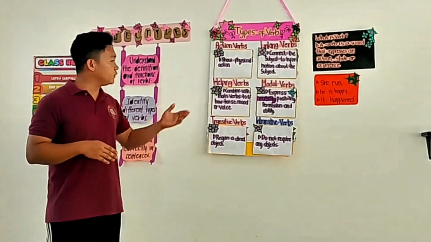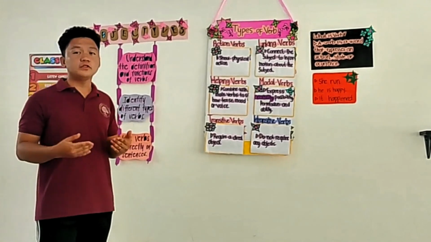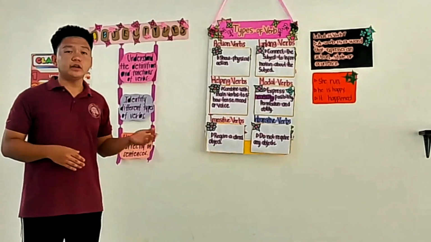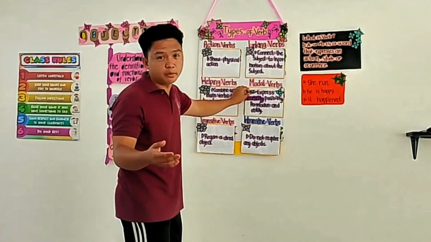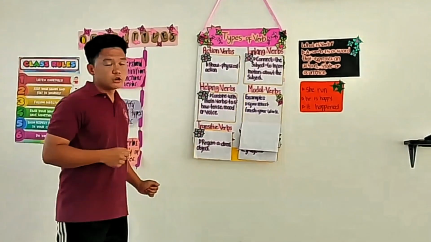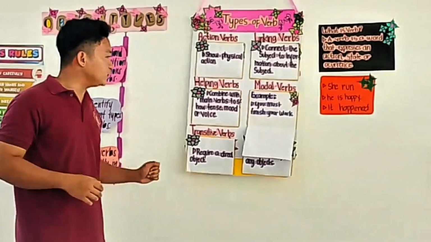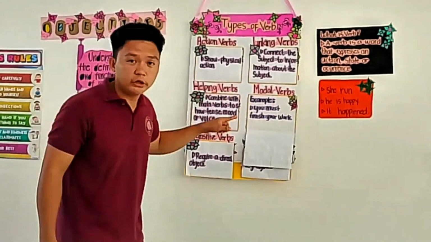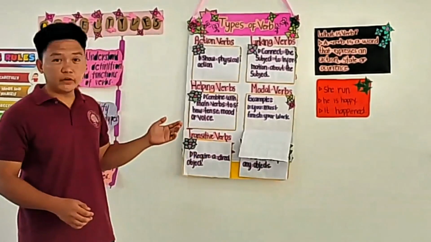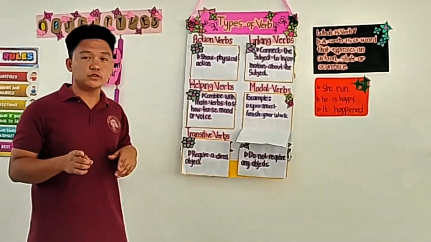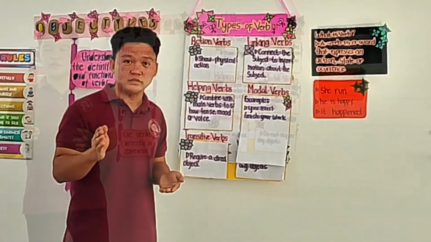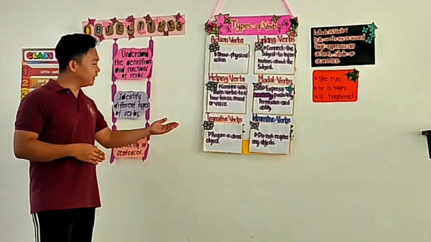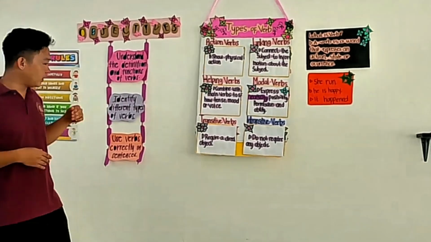Now let's proceed to the fourth type of verb. The fourth type of verb is the modal verb. The modal verb expresses necessity, possibility, permission, and ability. So here's the example of a modal verb: you must finish your work. So the subject is you, and the modal verb is must. It means you must do the things. Do you understand?